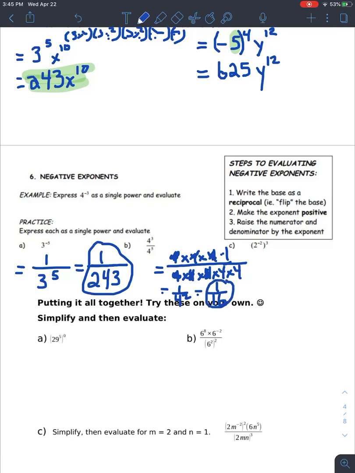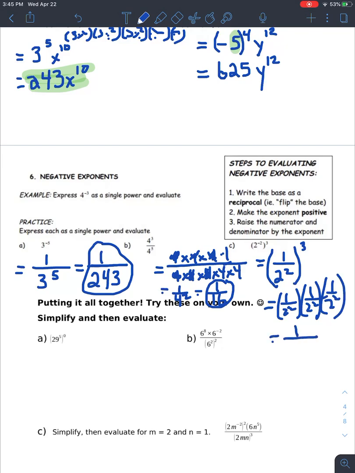There you go. And this next one, 2 to the power of negative 2, to the power of 3. Alright, so 2 to the power of negative 2 is 1 over 2 squared. And that is in brackets, and you have to raise that to the power of 3. So that means you have to multiply that by itself 3 times. So it's 1 over 2 squared times 1 over 2 squared times 1 over 2 squared. So on the top we just have 1 times 1 times 1, which is 1. On the bottom we have 2 times 2 times 2 times 2 times 2 times 2. That's 2 to the power of 6.